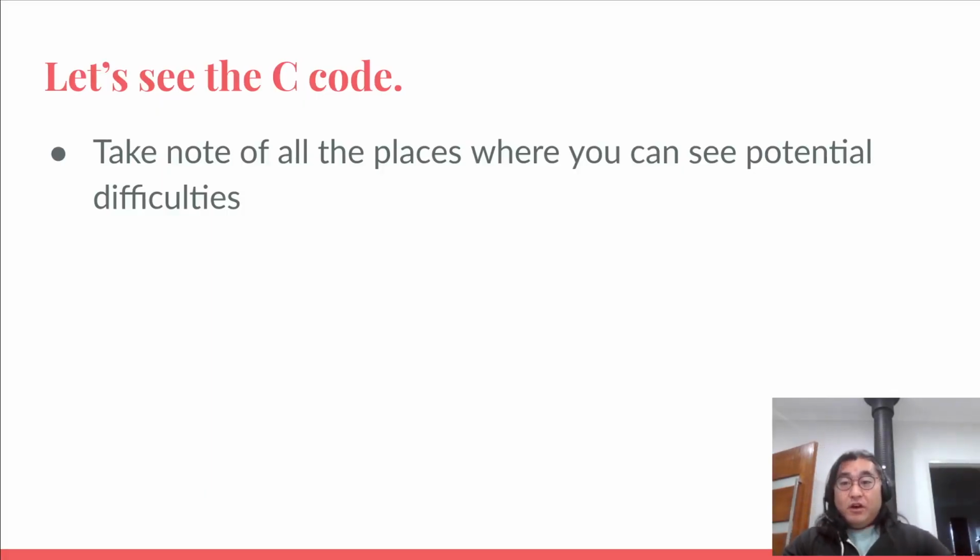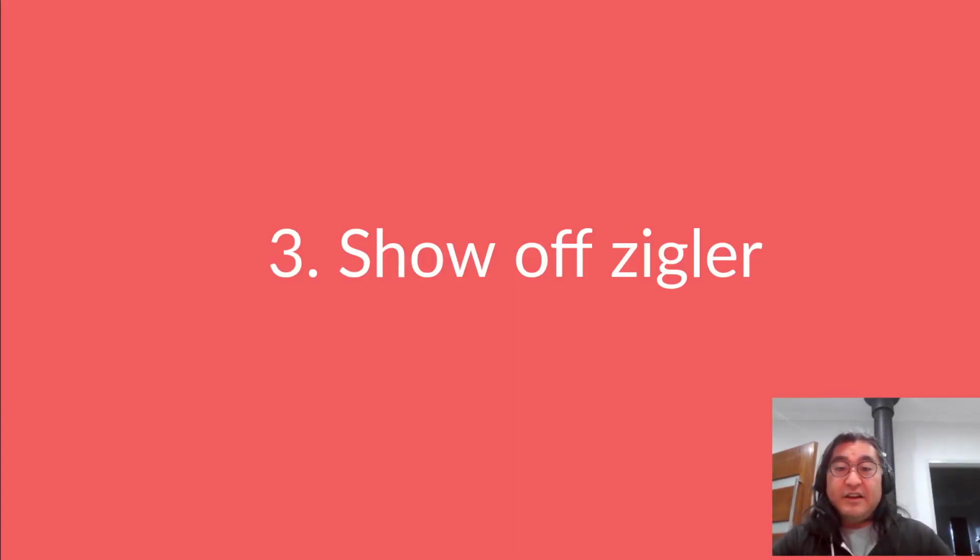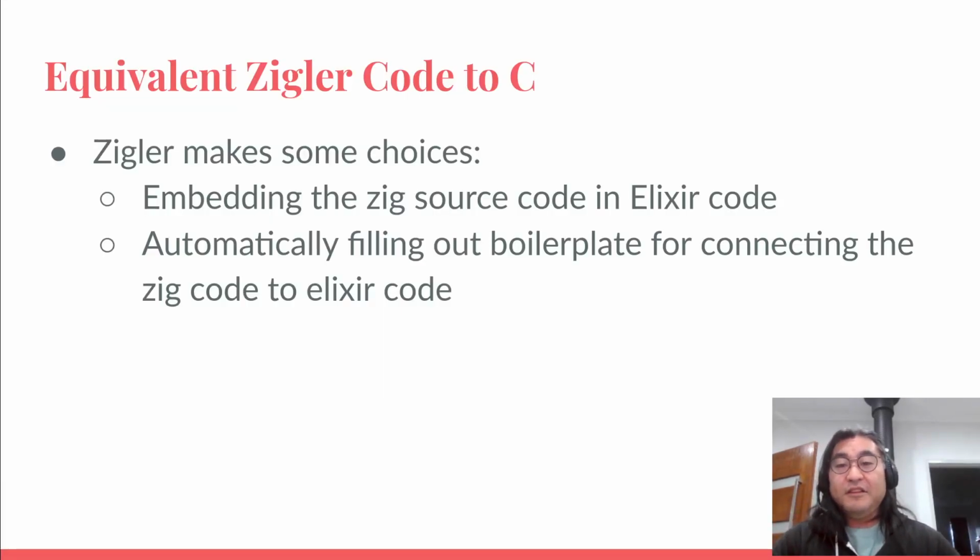Okay, so now that we've taken a look at that, I'm going to show off Ziggler. So let's look at the equivalent Ziggler code to the C. And Ziggler, which is the library that lets you do this FFI, makes a couple of choices. The first thing is that it embeds the primary Zig source code in Elixir code. You can definitely import other Zig files, so you're not confined to being in the same module.